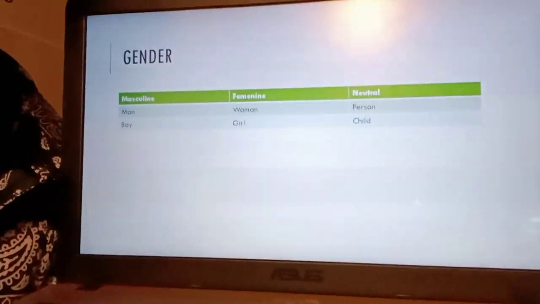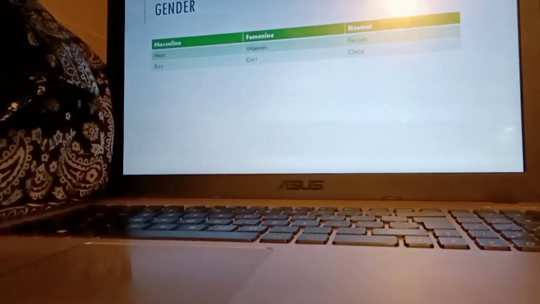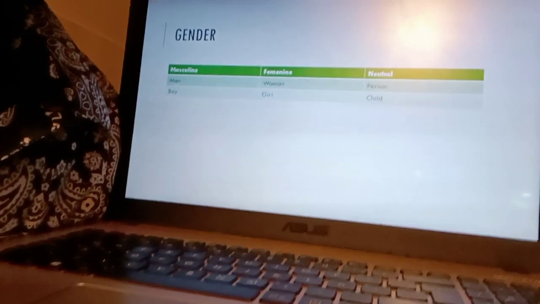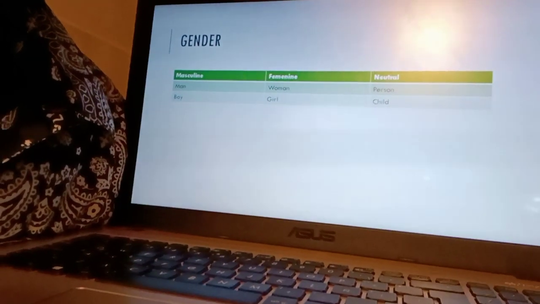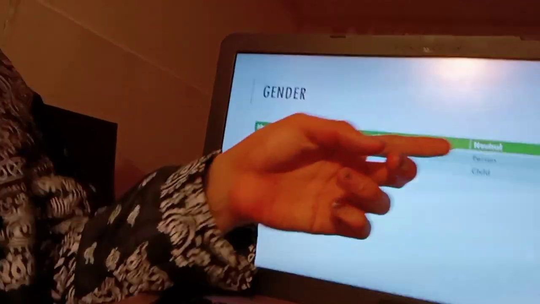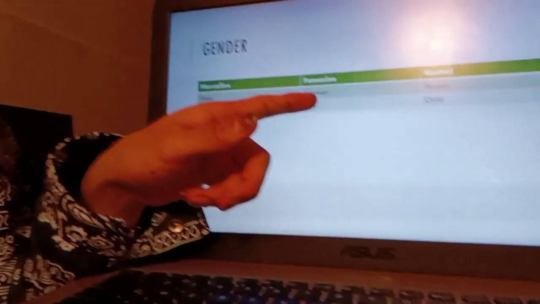Finally, I am going to talk about gender. Gender occurs in nouns, pronouns, articles, and even in adjectives, which can be defined as masculine, feminine, and neutral. There are some examples here. The first one, man and boy, feminine, woman and girl, and neutral, person or child.